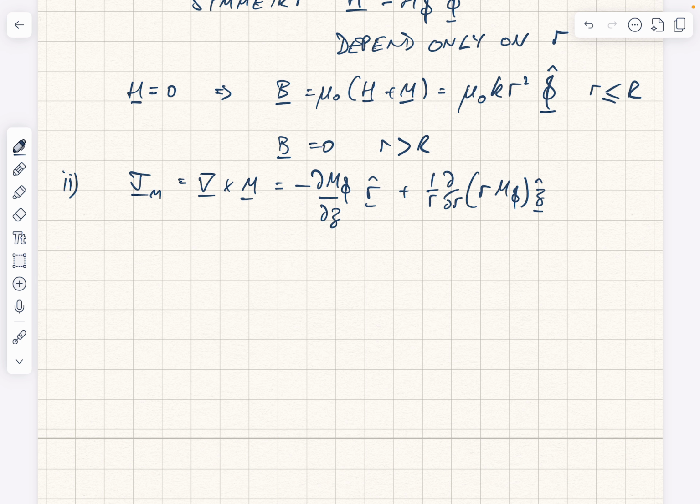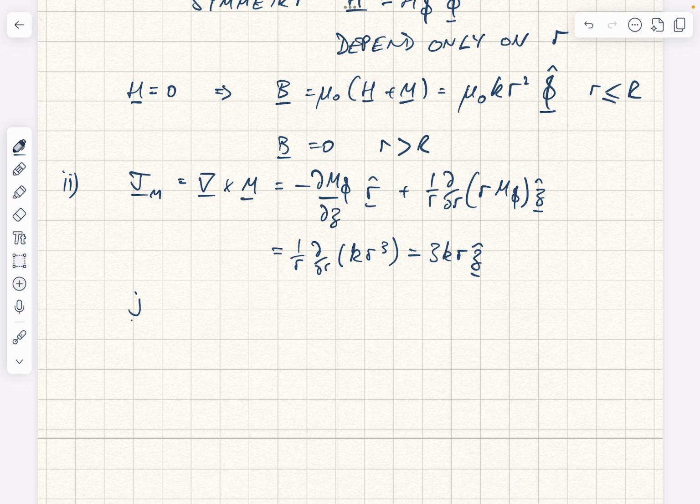The first term is going to be 0 because m phi doesn't depend on z, so we just get 1 over r d by dr of kr cubed, that's r times m phi. D by dr of kr cubed is just 3kr squared. We divide by r, and that gives us a 3kr in the z direction. So the magnetization volume current is flowing in the positive z direction, and it increases as you get further from the center of the cylinder.